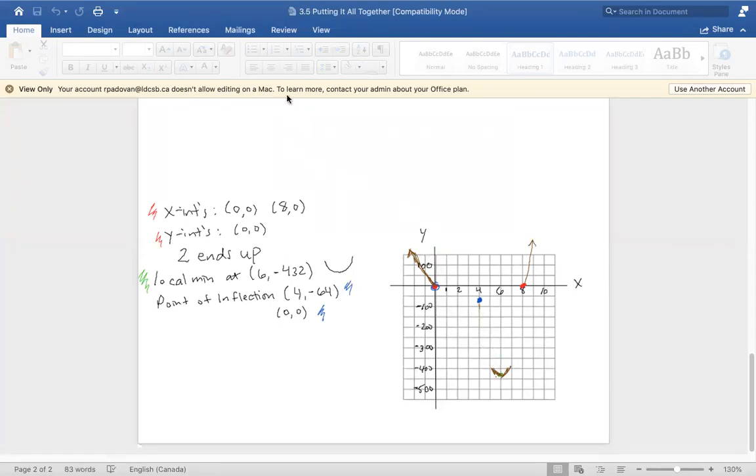Maybe if I have a bit of a thicker line. How do I pick a different thickness? Let's try that. Okay. So if I'm going there, that helped. And I know that this is a point of inflection.